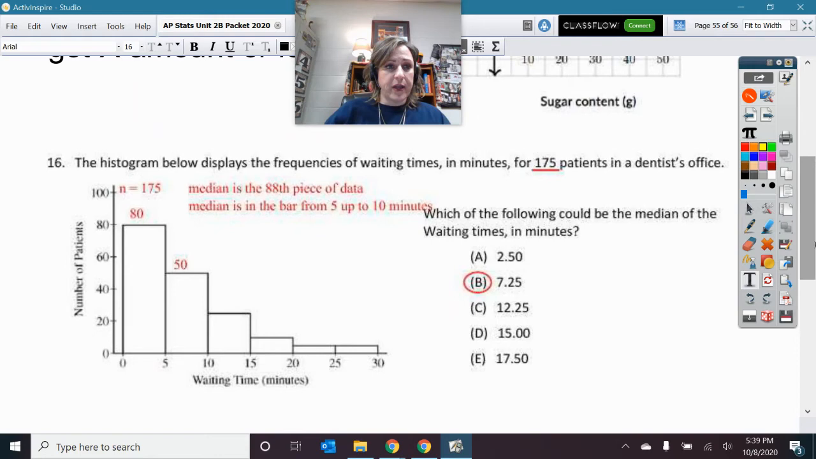All right, here we go. Number 16, 175 patients. So there's a total of 175. So that median I computed is the 88th piece of data. The 88th piece of data would fall here between 5 and 10. So it has to be B.